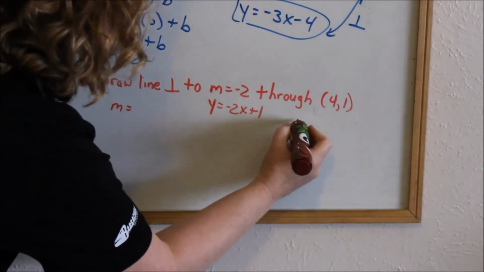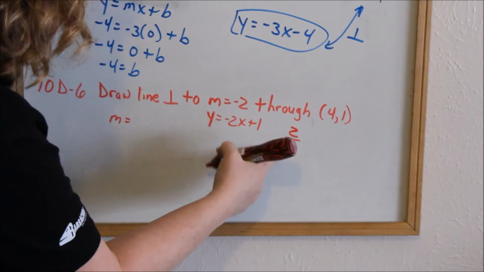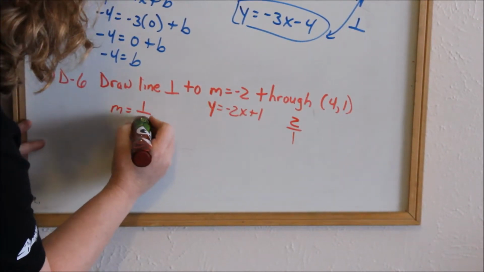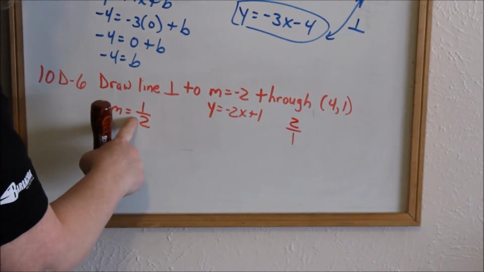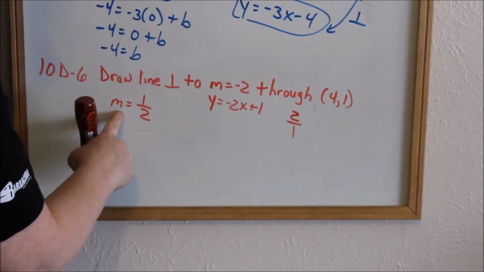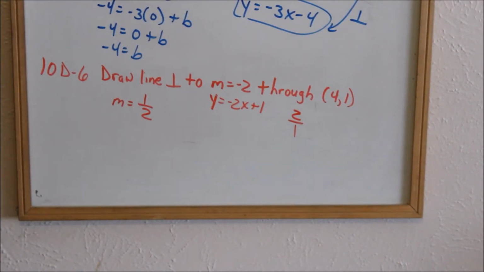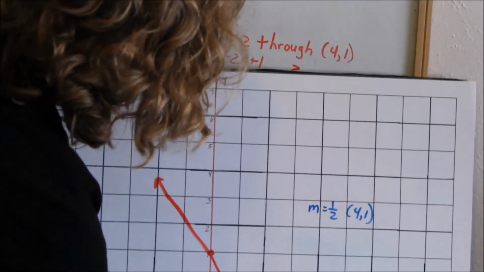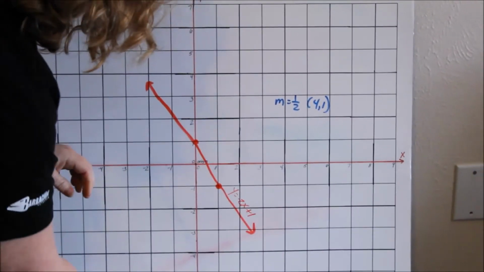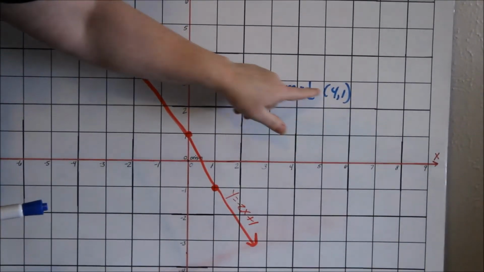Okay? The reciprocal of 2, you can make any number a fraction by putting it over 1. So the reciprocal of 2 is like 1/2. So to have the opposite sign, it was negative, we want positive, and the reciprocal of 2 is 1/2. So we want a slope of 1/2 going through the point 4, 1. So if we look at our graph, we want a slope of 1/2, and we're going to go through this point 4, 1.